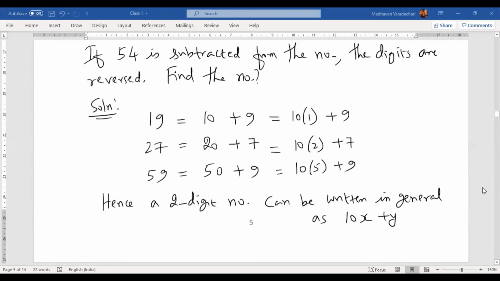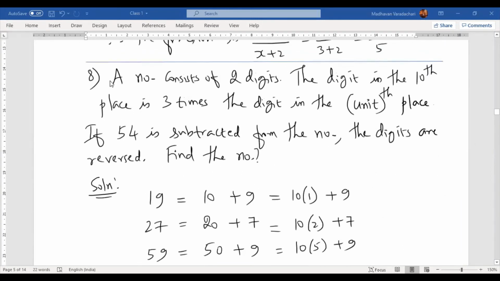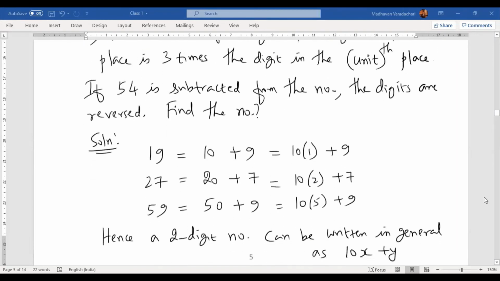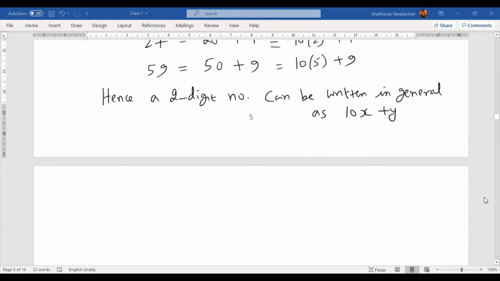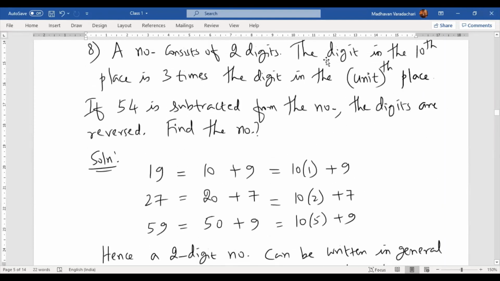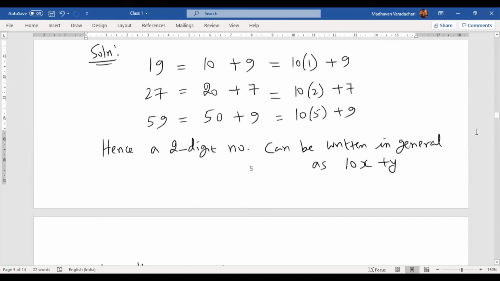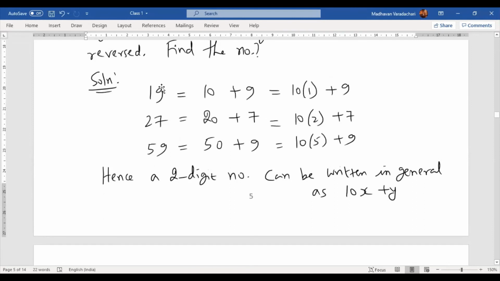Right? So I will assume the number. The question says a number consists of two digits. So I will assume the number as 10x plus y. Let the number be 10x plus y. Now, what does the question say? The digit in the 10th place is 3 times the digit in the unit place. What is the unit place here? 9 is in unit place, 1 is in 10th place. Here, 7 is in units place, 2 is in 10th place, 9 in the unit place, 5 in the 10th place.